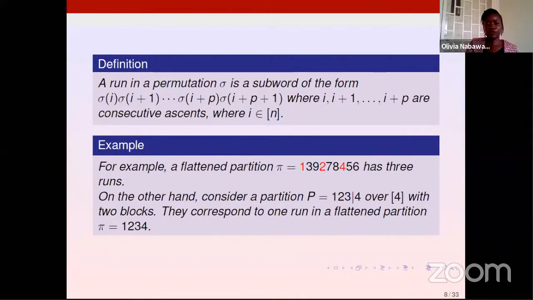And also, given a partition P from a set of 4 elements, you can see that P has 2 blocks. But if you are to look at this partition in the sense of a run, then in that case, we shall only have one block, because when you draw with this vertical bar, we just have one increasing subsequence. So I just put this to show you that blocks and runs are not necessarily the same.